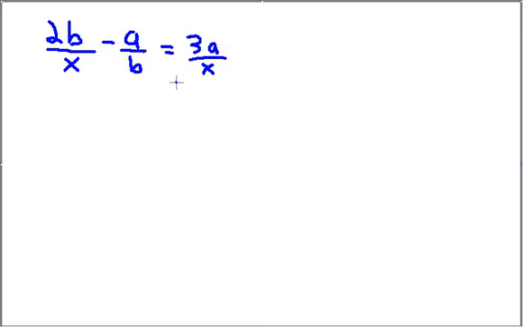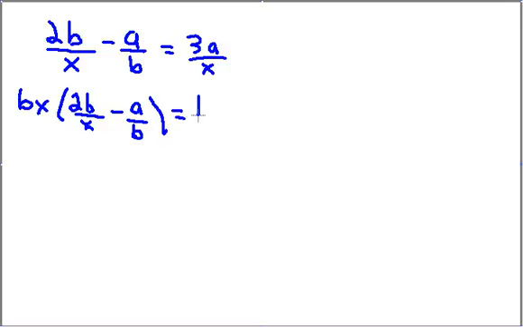Well, we have x, x, and b. The least common denominator here is going to be bx. So what we need to do is take bx times both sides of the equation. So that's going to be bx times 2b over x minus a over b. And on the right-hand side, we're going to have bx times 3a over x.